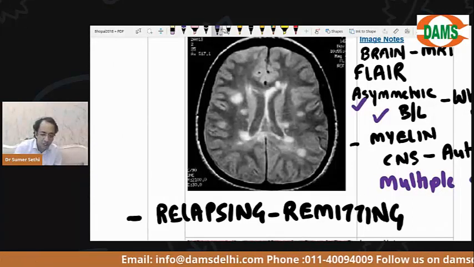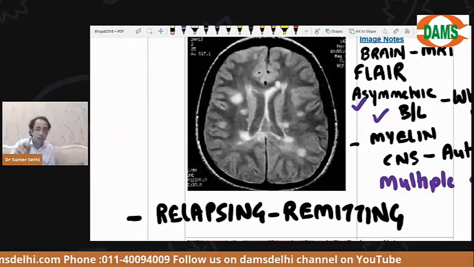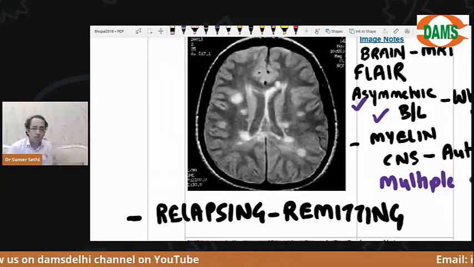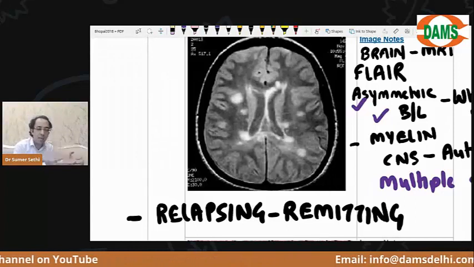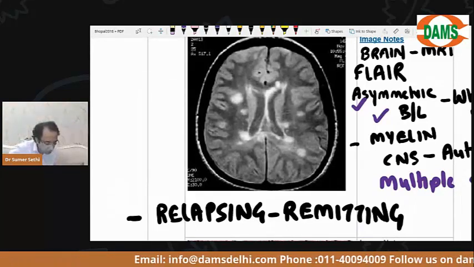Now you understand why we require contrast. We need to give contrast. Do you agree here or not? Do you understand now? If it is an inflammatory lesion, acute inflammation will have hyperemia, leaky capillaries, and that lesion will enhance. Okay? Okay, now let's see.